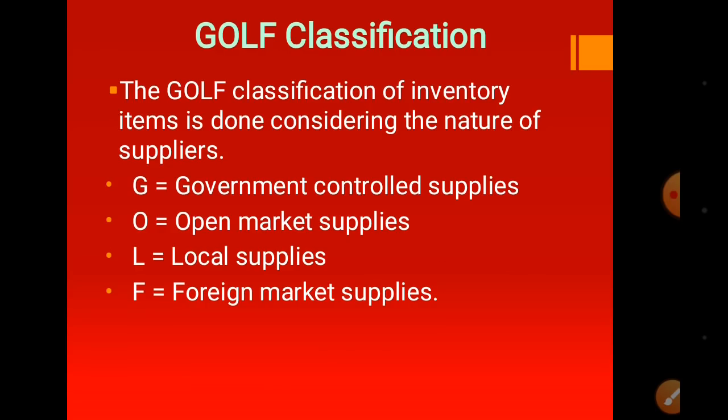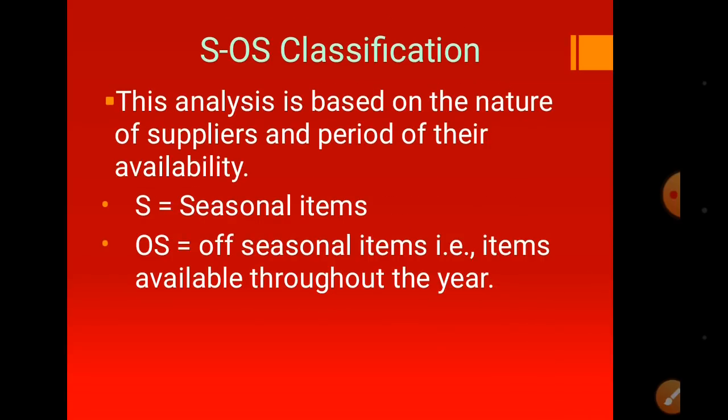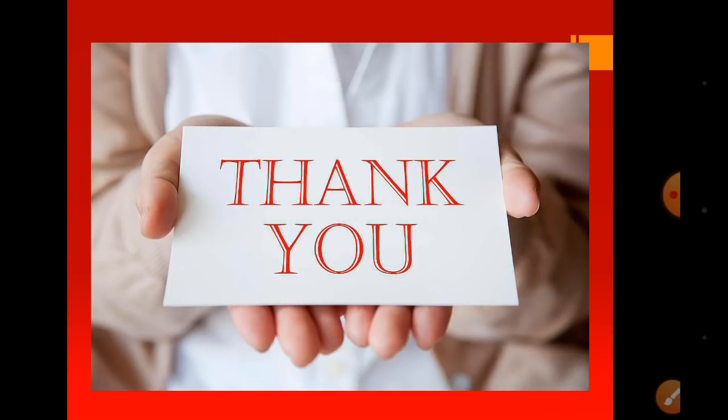Now, GOLF classification. The GOLF classification of inventory items is done considering the nature of suppliers. G means government controlled supplies, O means open market supplies, L means local supplies, and F means foreign market supplies. SOS classification. This analysis is based on the nature of suppliers and period of their availability. S means seasonal items and OS means off seasonal items, that is items available throughout the year.